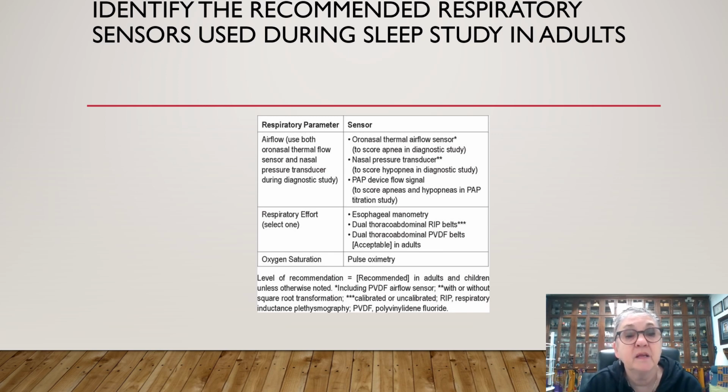The sensor can be a variety of sensors, including the oral nasal thermal airflow sensor to score apnea, a nasal pressure transducer to score hypopnea, a PAP device for flow signal to score apneas and hypopneas during CPAP titration, and a respiratory effort belt, which may include one of the following: esophageal manometry, a dual thoracoabdominal RIP belt, or a dual thoracoabdominal PVDF belt. It's all acceptable in adults. And then, of course, oxygen saturation.